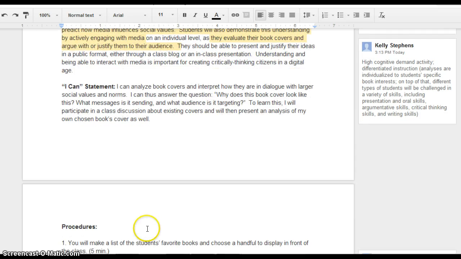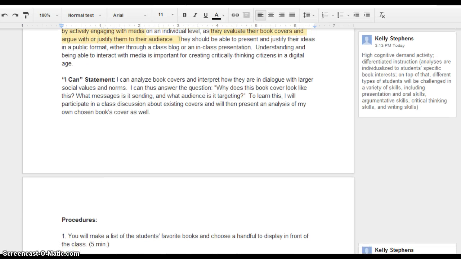On top of that, we have I can statements. So by the end of the lessons, students should be able to answer questions like why does this book cover look like this? What messages is it sending? Who's the audience? Just these interpretive questions so they can kind of understand why books are acting the way they are.